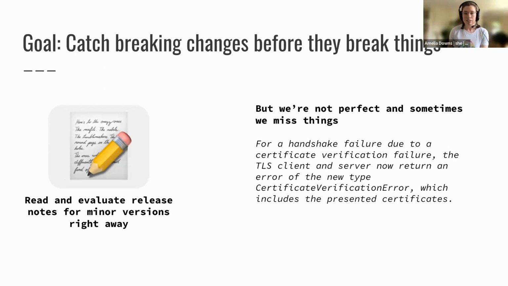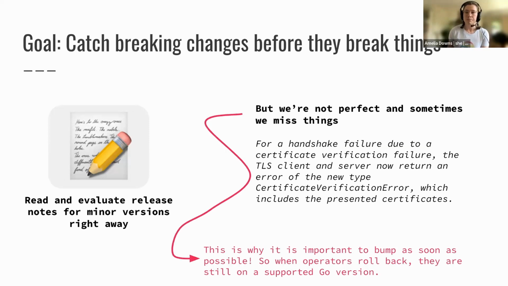Unfortunately, we're not perfect, and sometimes we do miss things and things do go wrong. This most recent change unexpectedly gave some users some grief recently. But this is why it's so important to try to bump Go as quickly as possible, so that when users run into issues like this and operators roll back, they're still on a supported version of Go, fully up to date with security patches.